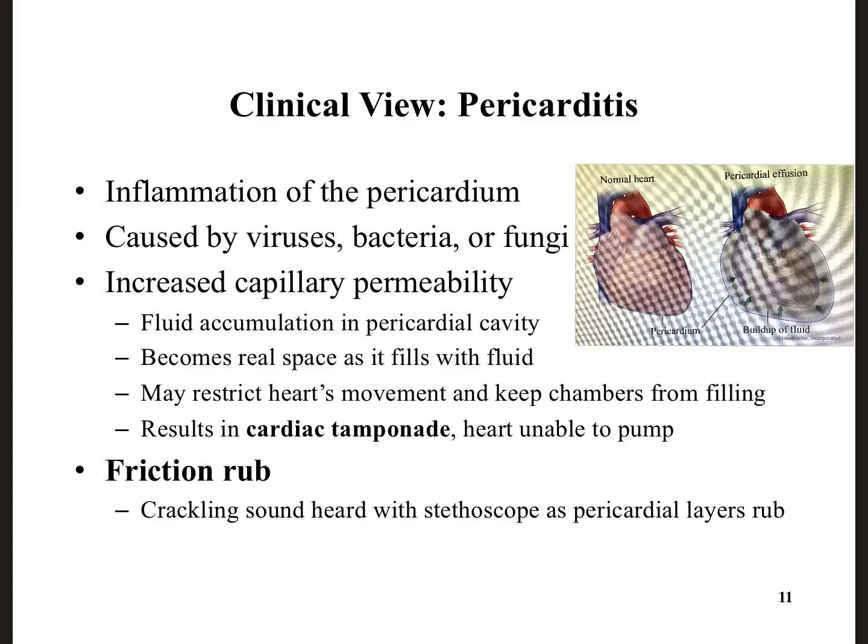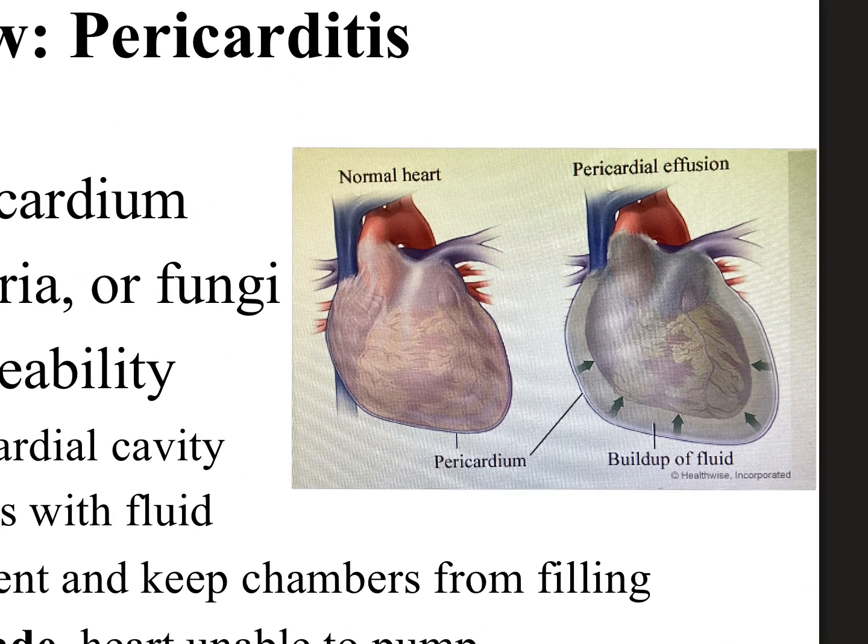What we call a friction rub, a crackling sound heard with the stethoscope as those layers rub together, and it also leads to problems with ECGs, right, or EKGs. Right, so the conduction parts of the heart are going to be changed as well. What's the treatment? So I try to put this picture in there. Oh, there's better. Right, so picturing here to show you the difference. Normal heart on the left, pericardium, plenty of space.